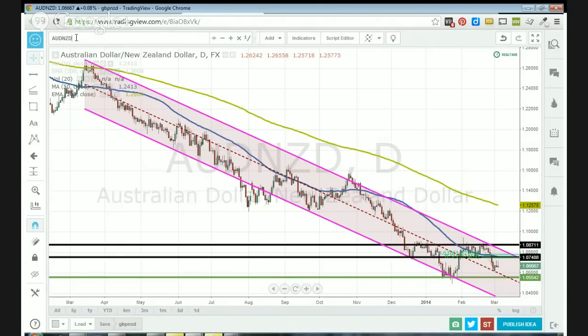Diversification and pyramiding are key ideas for me. Aussie Kiwi. Let's see if it can rally. This is clearly a downtrend, so it needs to go a little bit further. I'd really love for it to be at 107.60. Well, maybe at the end of this month.